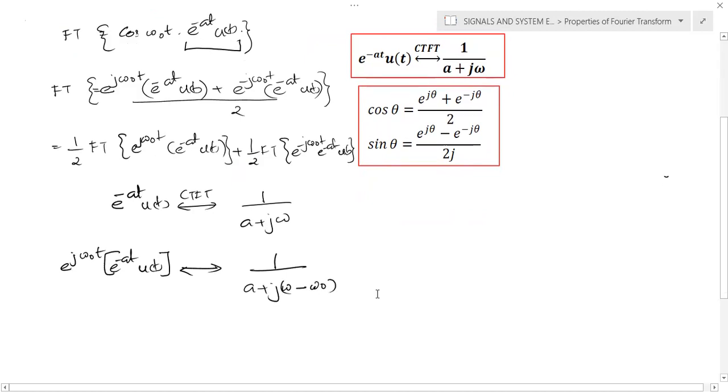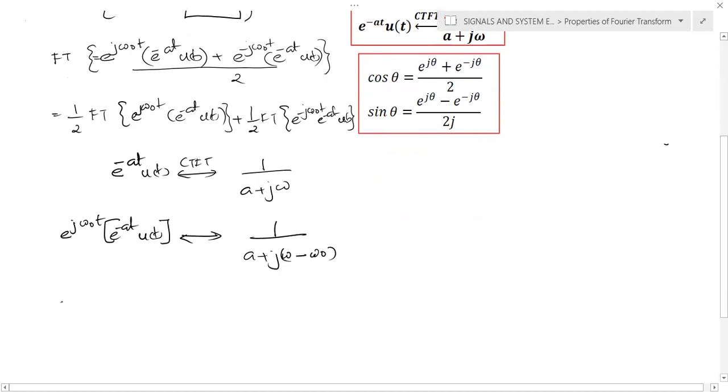Okay. Similarly, the second term, we can write it's e raised to minus j omega 0 t into e raised to minus at into u of t. Okay. And the transform of the signal will be a shifted version of the signal. Here it is minus omega 0. So we can write a plus j omega plus omega 0. Now we got the individual transform.